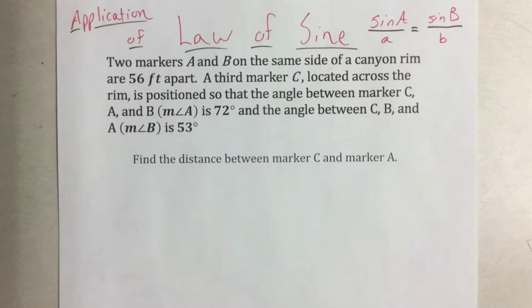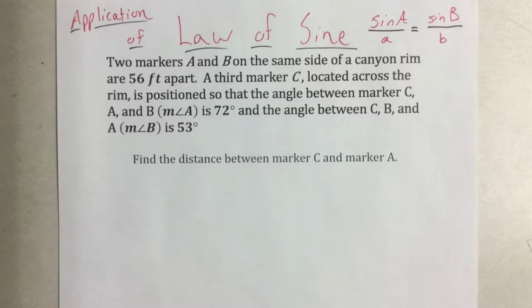So, the first example we're focusing on here is: two markers A and B are on the same side of a canyon rim that are 56 feet apart. A third marker C is located across the rim. It is positioned so that the angle between marker C, A, and B, or the measure of angle A, is 72 degrees, and the angle between C, B, and A, or the measure of angle B, is 53 degrees. So find the distance between marker C and marker A.